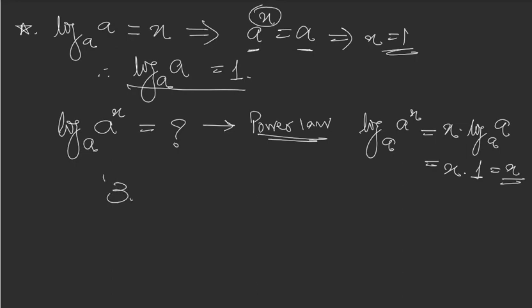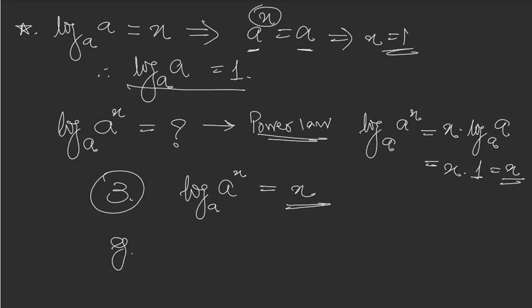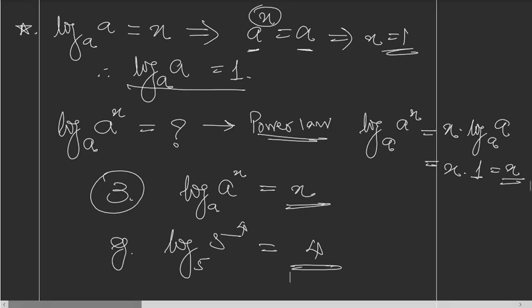So this is your third relationship. The third relationship states that log of a raised to x to the base a is nothing but x. Remember this. I can also give an example for the same. Log of 5 raised to 4 to the base 5. What will be the answer? 4. Directly using the above method, we can apply the formula directly, right? So that was your third law.